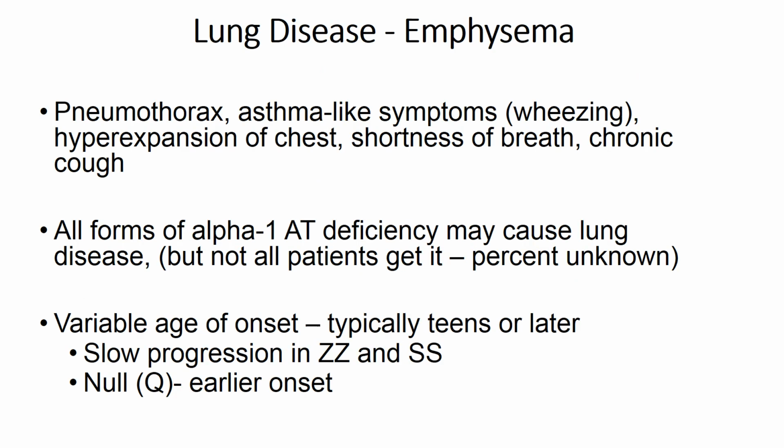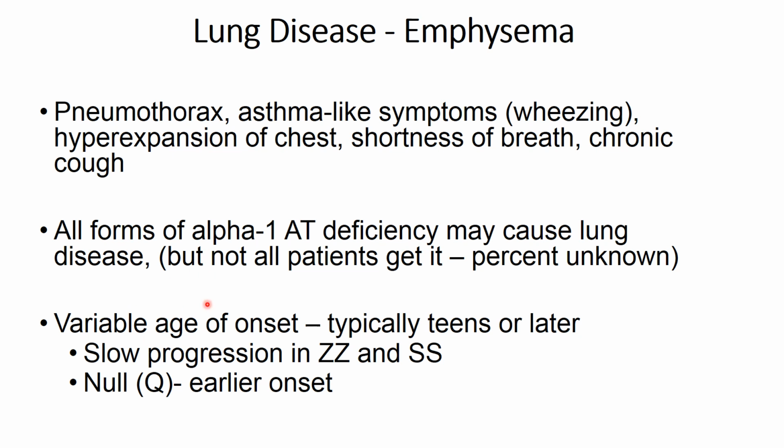Why lung disease? What you see in an alpha-1 antitrypsin patient is pneumothorax, asthma-like symptoms like wheezing, problems with pushing out air, hyperexpansion of the chest, shortness of breath, and chronic cough. All forms of alpha-1 antitrypsin deficiency can cause these symptoms. For some reason, not all patients are getting these symptoms, but we don't know what the reason is for some patients not to develop lung disease.